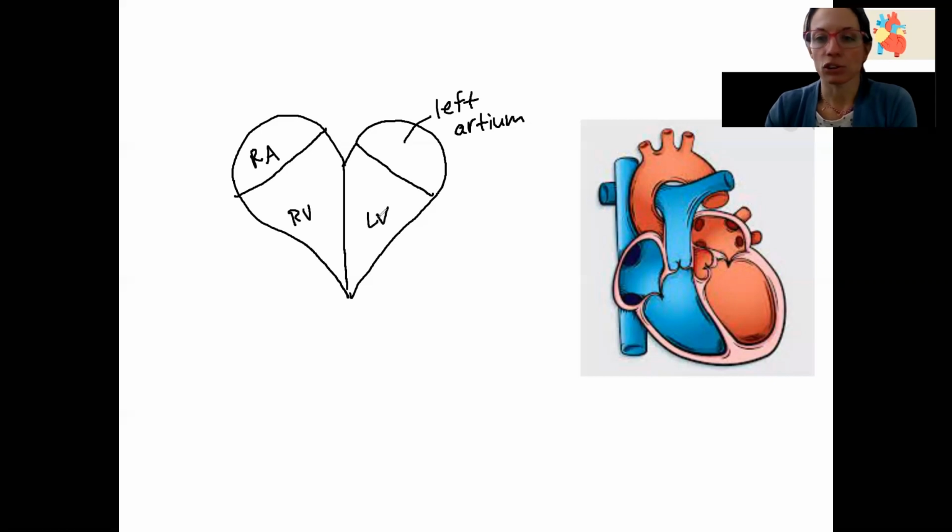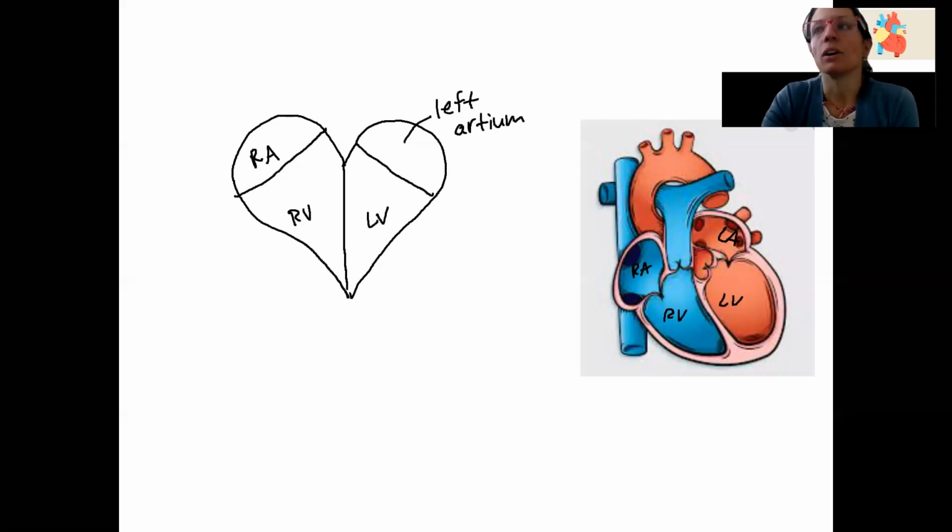In reality, this left ventricle is a bit bigger. It's actually even hard to see on this real image as well. So we can label these same things here. And then we're gonna have vessels going out into circulation.